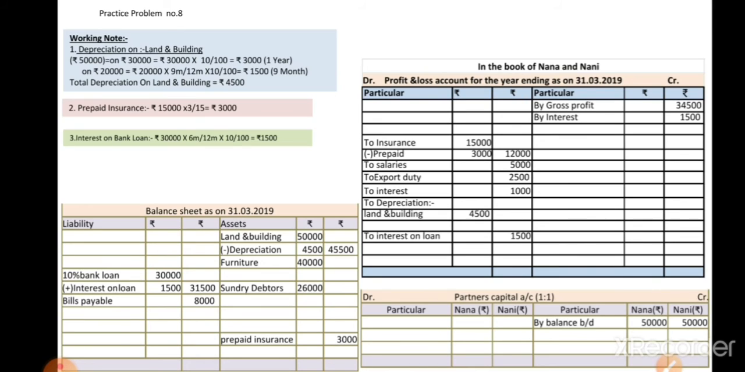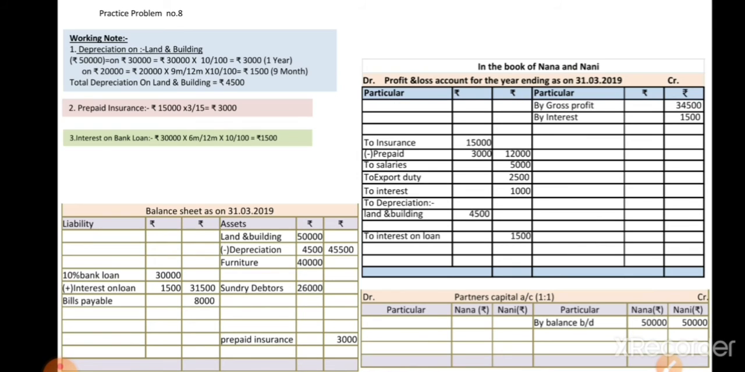So we have to charge 9 months of depreciation, because this land and building of rupees 20,000 we used for 9 months. How is it calculated? 20,000 into 9 months divided by 12 months into 10 divided by 100, so we get the depreciation for 9 months on 20,000, that is 1,500. So 3,000 plus 1,500, total depreciation on land and building is rupees 4,500.